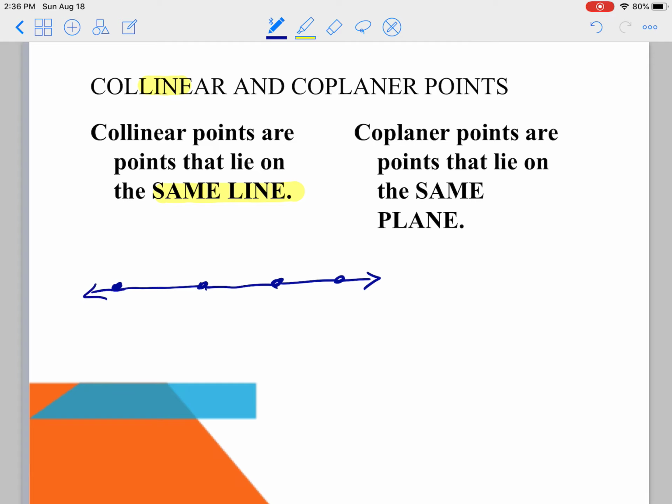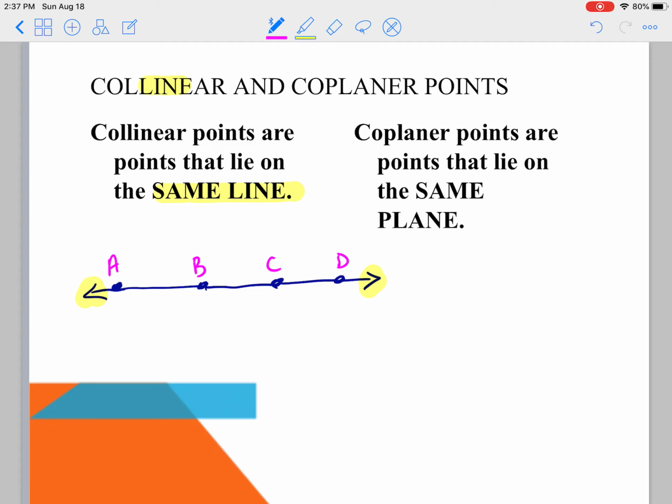Remember, I am drawing a line, and if I draw a line, I have to have the arrowheads. I draw a line by using points on the line. Say A, B, C, and D. And so all of these are on the same line. A, B, C, and D are all points on the same line.